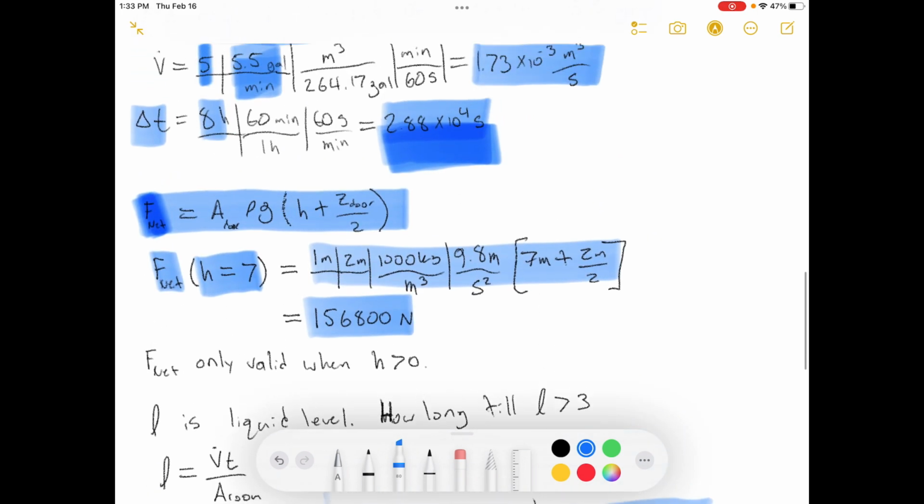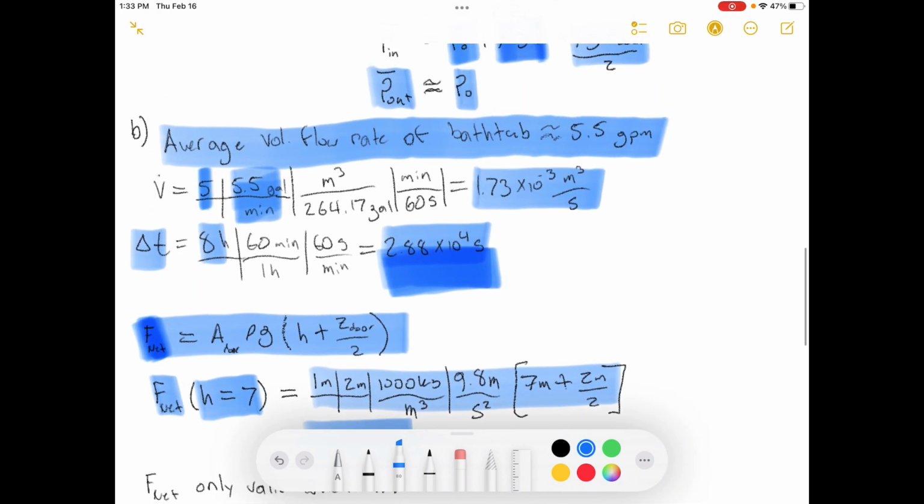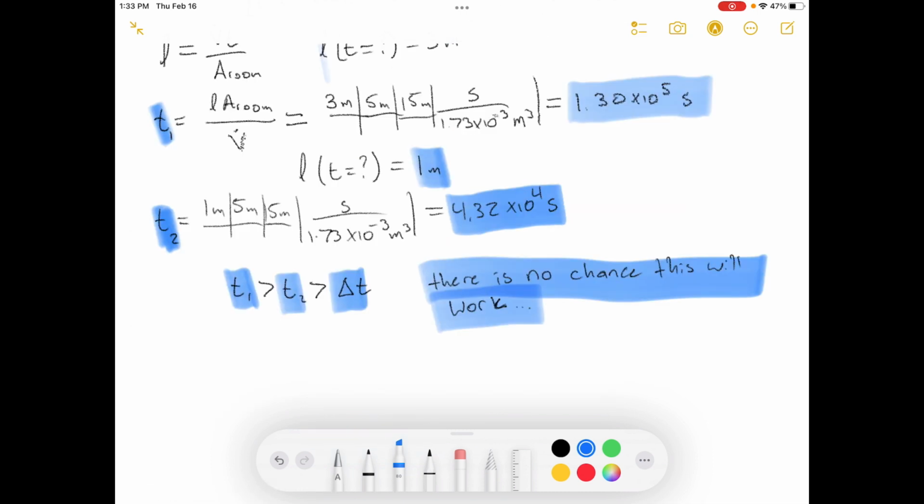And again, that's assuming that you have 5 times an average bathtub flow rate, which is about 5.5 gallons per minute. All right. Well, if he had more water flow rate, he might have been able to do it. Maybe if he had 10 faucets. Anyway, that is it for problem number 3.38.